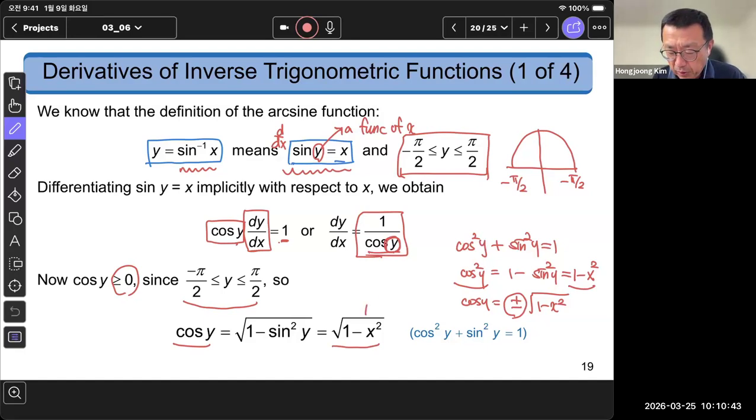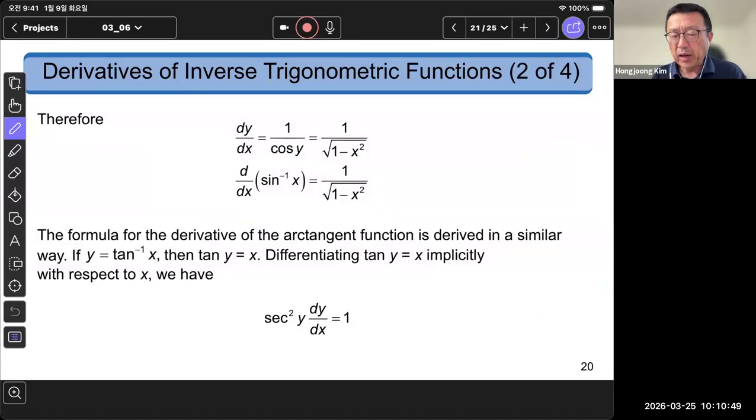So if I plug in this expression to the denominator, then dy/dx will be this. In other words, if I differentiate arcsine function, you get 1 over the square root of 1 minus x squared. So that is the result, okay? You need to remember this fact.